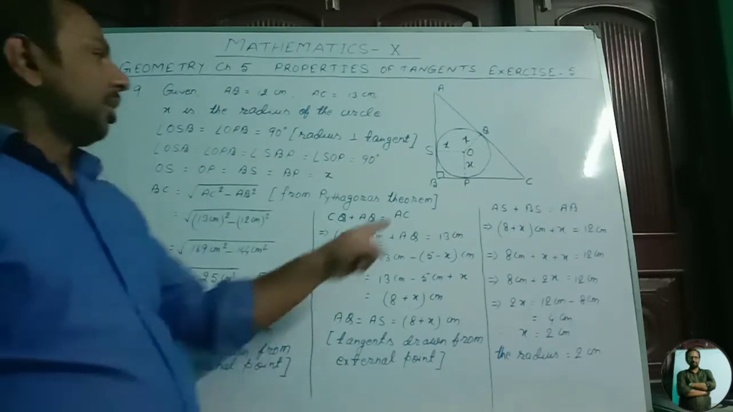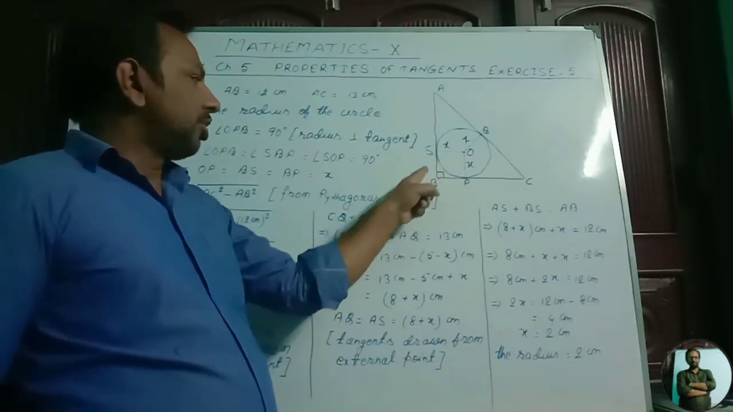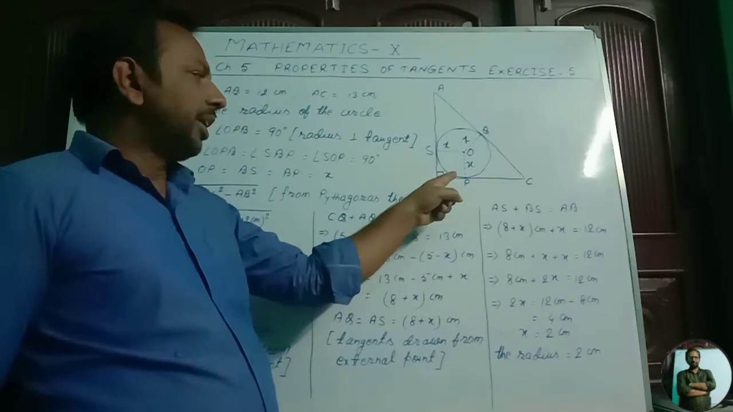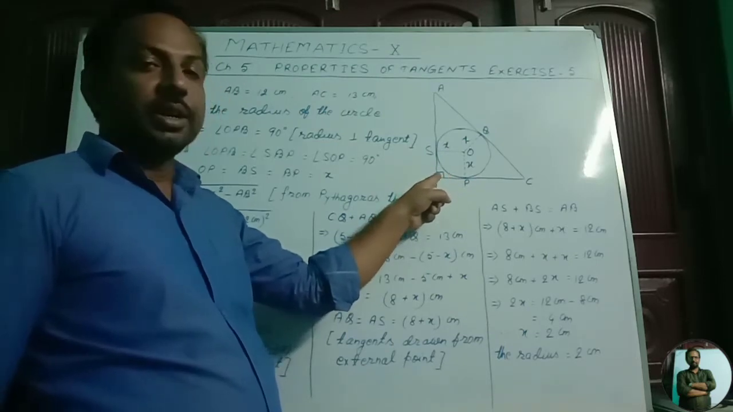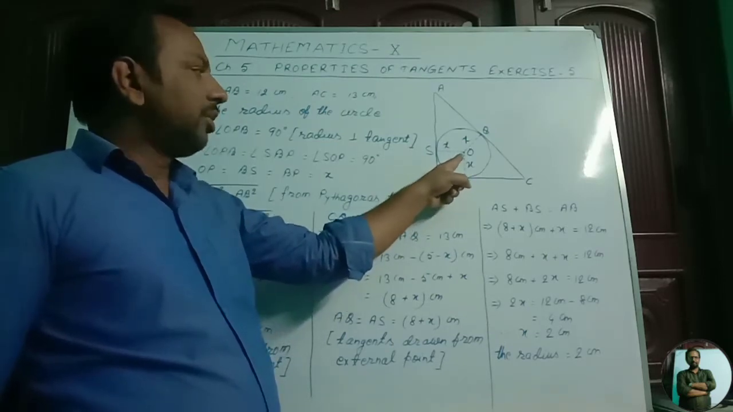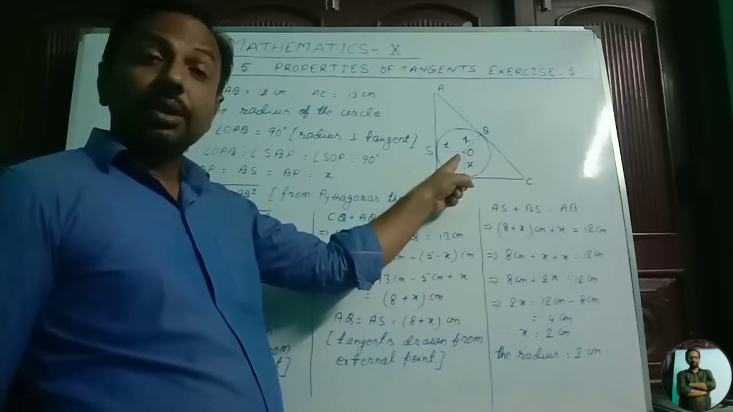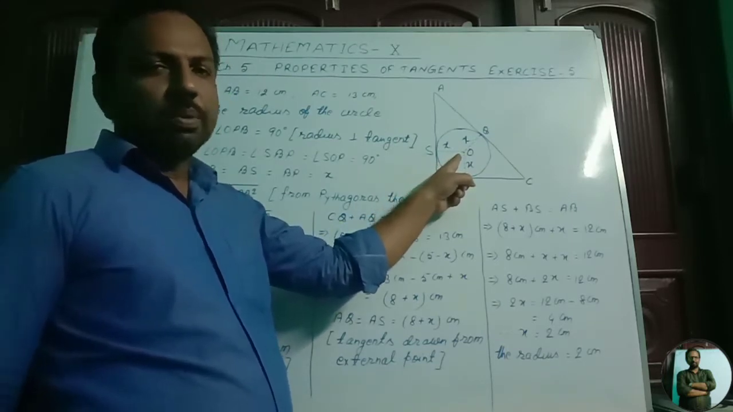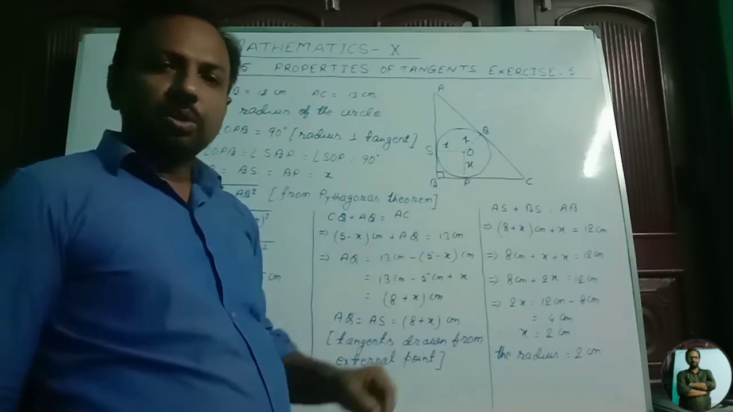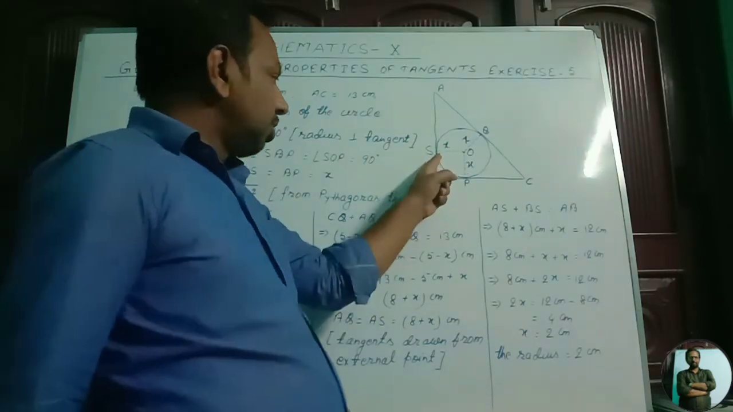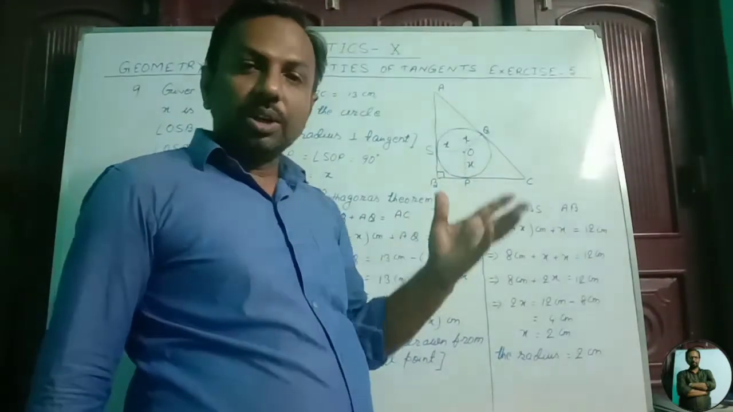Now what are we saying? These two angles, angle OSB and angle OPB, are right angles, and this is already a right angle given in the question. So one angle is left, that is angle SOP. Obviously that angle will also be 90 degree, from where the sum of angles of a quadrilateral is equal to 360 degree. So this plus this became 270 degree.